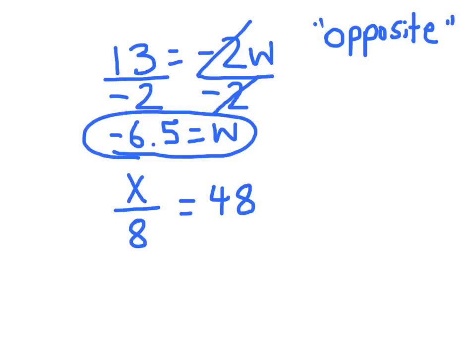If you took negative 6.5 and multiplied it by negative 2, you would get positive 13. Okay, look at the next equation. Our variable is x. It's being divided by 8. So what is the opposite of dividing by 8? If you said multiplying by 8, you're correct. So let's multiply both sides by 8.